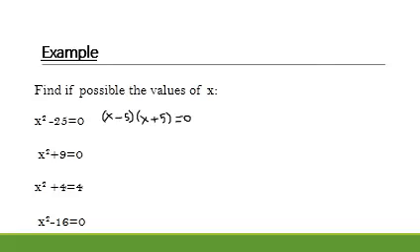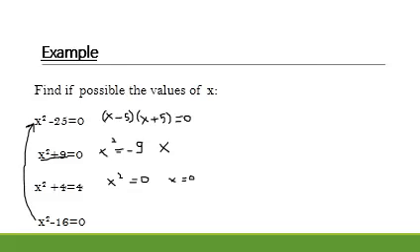But in this case, x squared plus 9 equals 0. That means x squared equals minus 9, and this is an impossible case. Why? Because a square of a number cannot be negative. So this is impossible. In this case, I'm going to get x squared equals 0. Then the only solution I have is x equals 0. The last one is similar to the first one. You have to factorize, and then I will get two solutions.